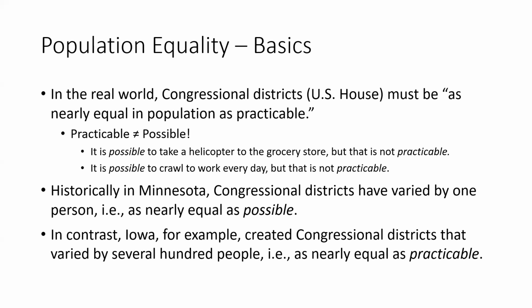Now, historically in Minnesota, our congressional districts have varied by only 1 person. So they have been as nearly equal as possible. But it's not necessary to do it as equal as possible. For example, in Iowa, they created their congressional districts this last cycle, and they varied by several hundred people. So they were as nearly equal as practicable. Now, to be fair, that couple hundred people was a teeny tiny percentage of their population. The districts were over 500,000 people in each district. So it ended up being a very tiny percentage difference, but the difference was by more than just 1 or 2 people. It was several hundred people in variation.